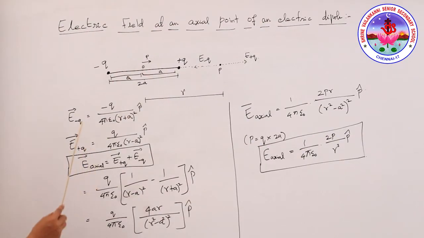By adding E minus Q and E plus Q, we get Q by 4 pi epsilon naught, which we can take out, times 1 by R minus A whole square minus 1 by R plus A whole square, into P cap. Simplifying this mathematically using the formula 1 by a square minus 1 by b square, you finally get 4AR divided by R square minus A square whole square.